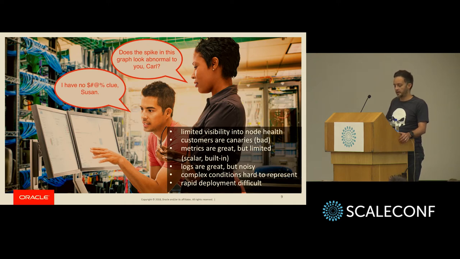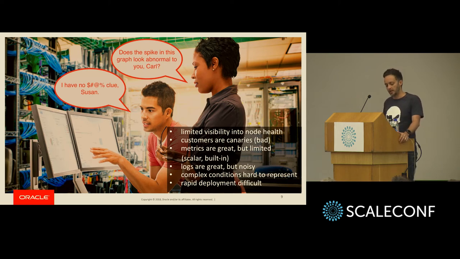And the other thing with metrics and logs is that they can't represent complex conditions. A metric can represent a number at a point in time, and a log can represent some text that you have to go and look for. But it would be nice to combine those two in a way that's easy to find without having to find the one and then go look for the other one.